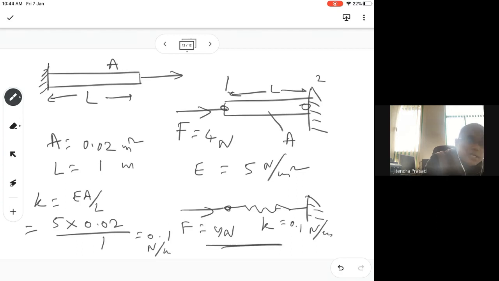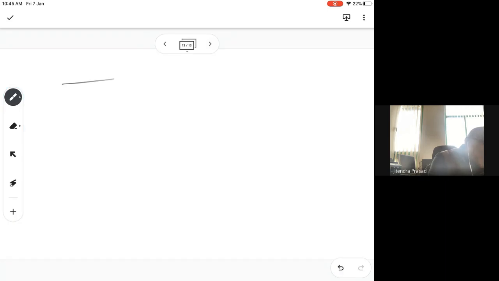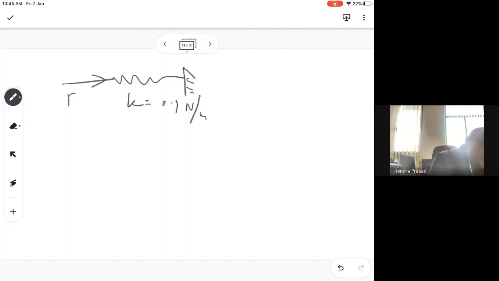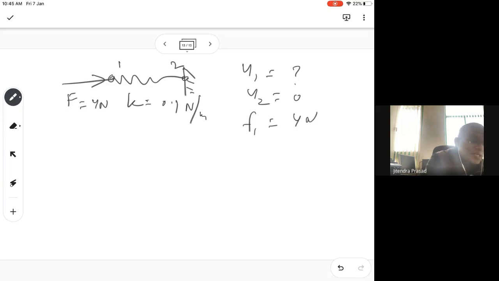And then you solve it now, right? How will you solve? Okay, so now you have a problem like this. We have K equal to 0.1 Newton per meter, F equal to 4 Newton, and we have to solve it. Now this is node 1, this is node 2. What we have is U1, we don't know, we have to find out. U2 equal to 0 because fixed. F1 is equal to 4 Newton, which is positive because it is in the positive X direction.